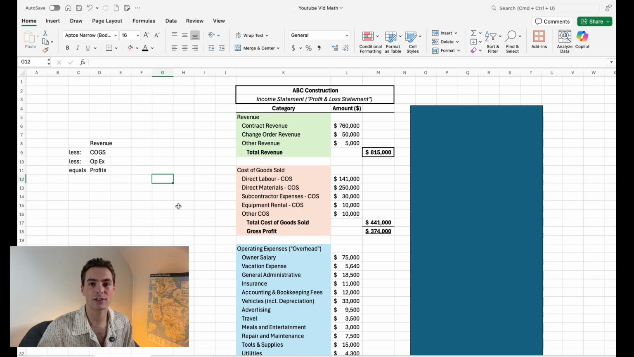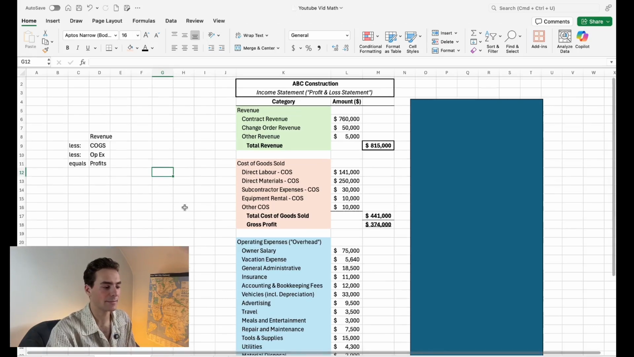Also, consider your salary as the owner. Are you keeping track of what hours you are working on specific jobs, or do you just collect your salary regardless of the site that you're at? We'll touch on that again in a second.